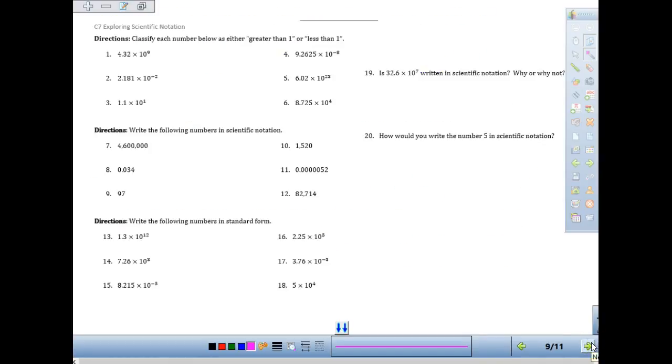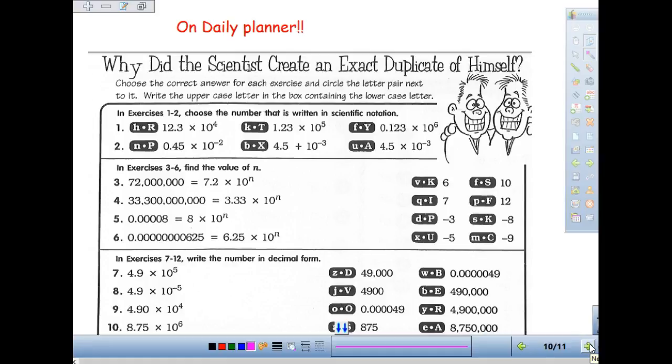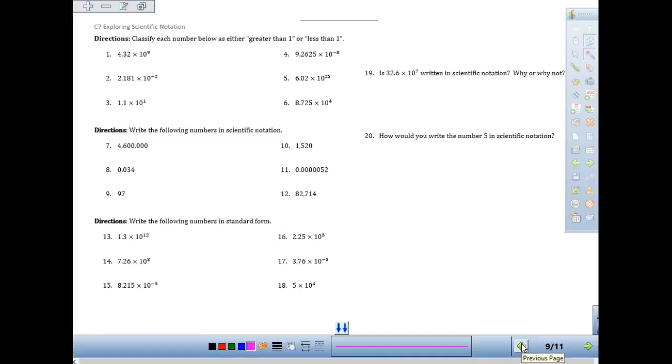Okay? So, this is the worksheet in your workbook. This is the worksheet that is on the daily planner. So, I want to look at the one in your workbook first, and then I just want you to know that that one that's on the daily planner, you have today and tomorrow to do that, okay? It's page 68 on the daily planner. You can do it tonight, you can do it tomorrow night. That worksheet is actually going to be due on Wednesday's class, okay? This one should be due for tomorrow.